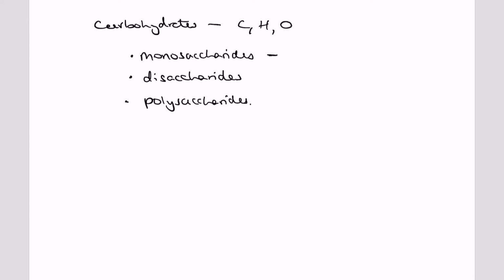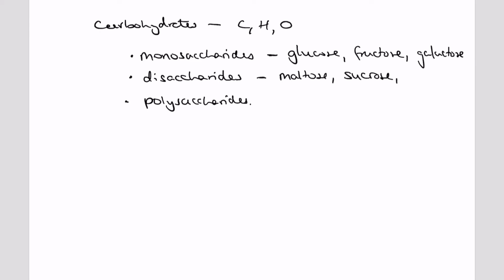Now, examples of monosaccharides are things like glucose, fructose, galactose. Examples of disaccharides include maltose, sucrose, and lactose. And polysaccharides involve things like starch, glycogen, cellulose, and so on and so forth. They're examples of polysaccharides.